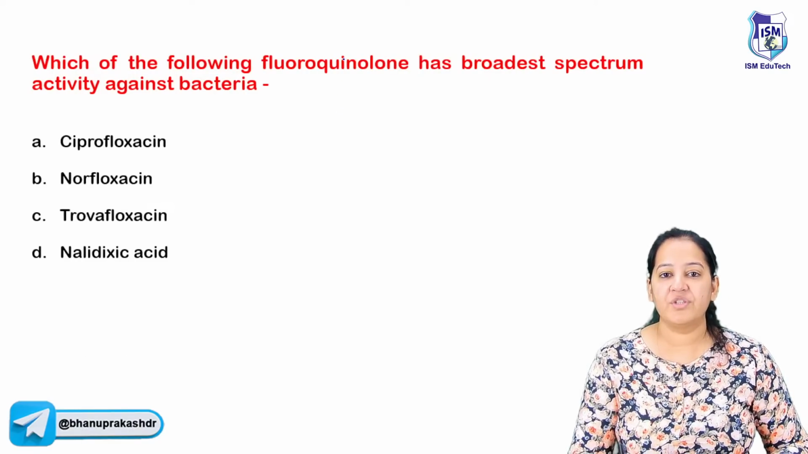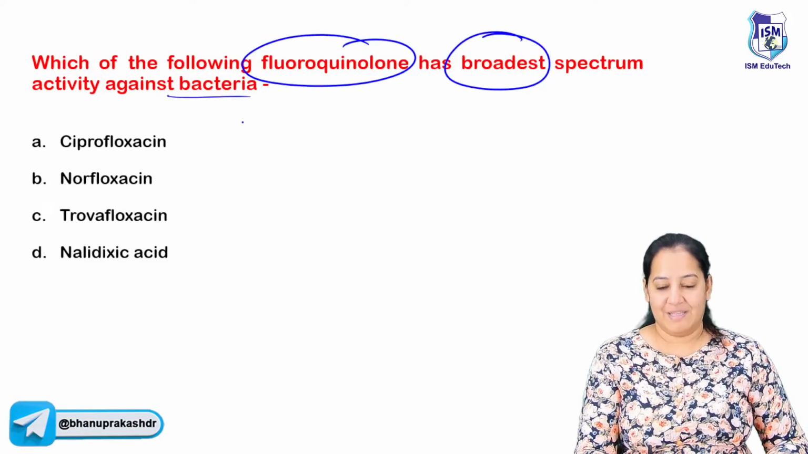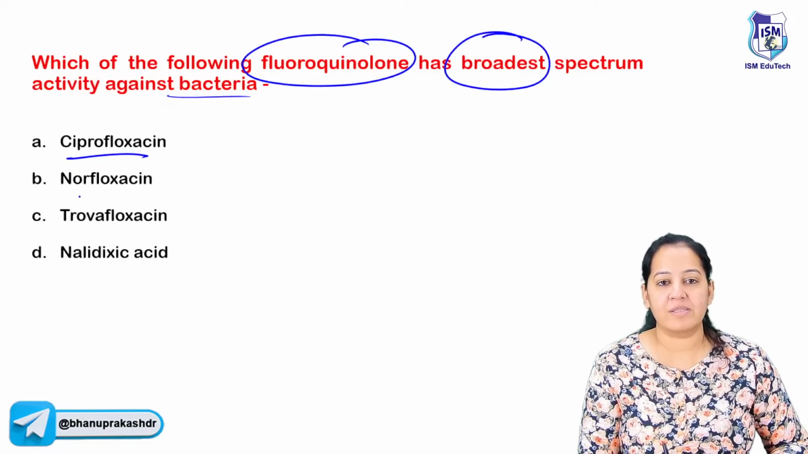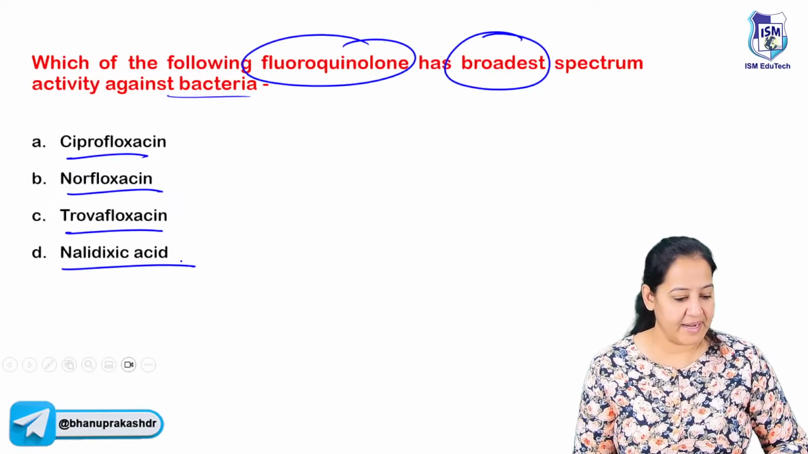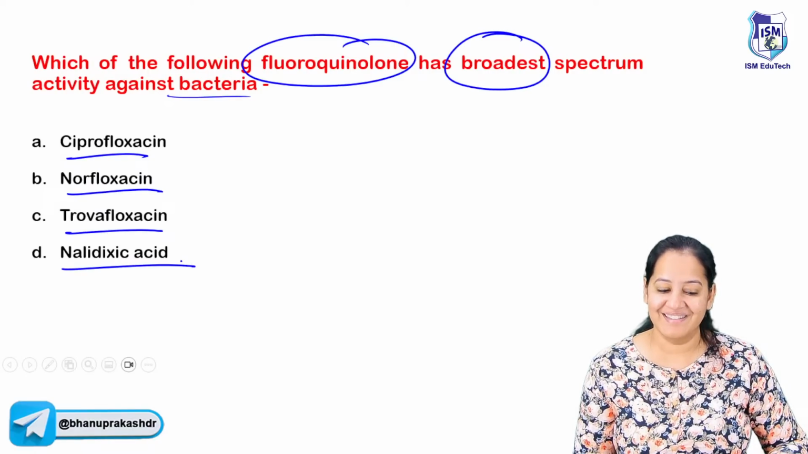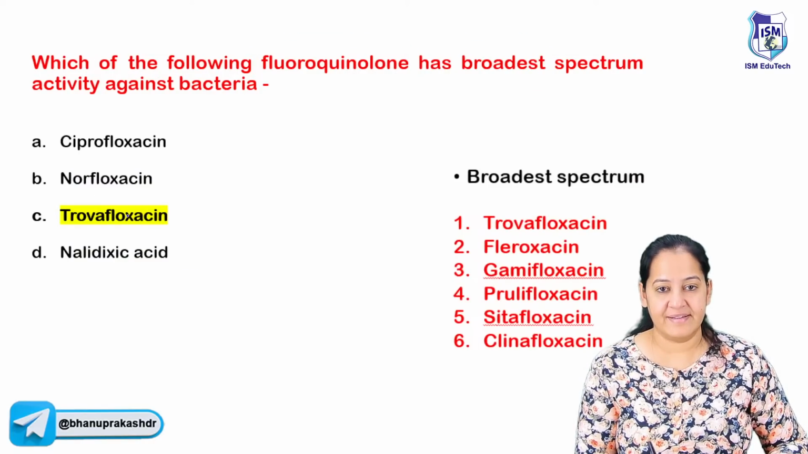Read the question. Which of the following fluoroquinolone has broadest spectrum against the bacteria? Your options are ciproflox, norflox, provaflox, and nalidixic acid. What is the correct answer here? Can you tell me what is the correct answer? First give a guess, then I will give you the correct answer. Tell me, what is the correct answer? Here's the correct answer is provaflox.